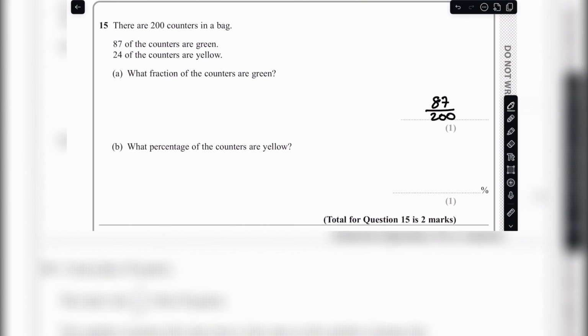In the second part of this question, we are asked what percentage of the counters are yellow. So there are 24 yellow counters, and we will divide this value by the total number of counters there are, which is 200, and then we're going to multiply this value by 100 because it's a percentage we are trying to work out. And if you put this into your calculator, that gives you 12. So your final answer is 12%.